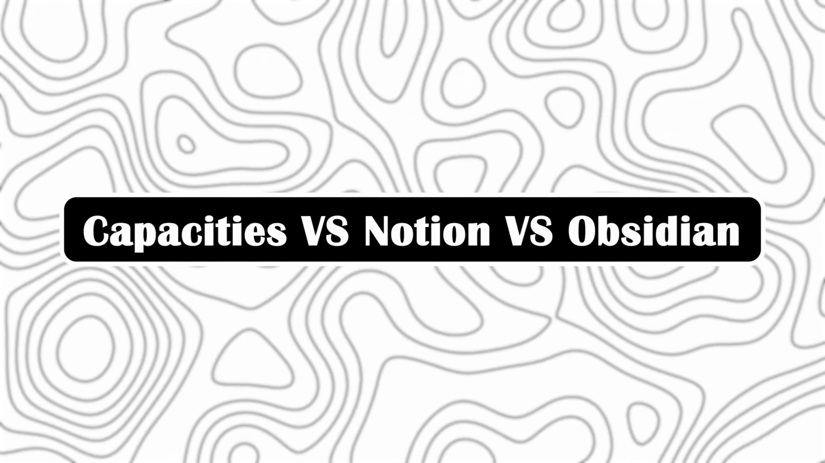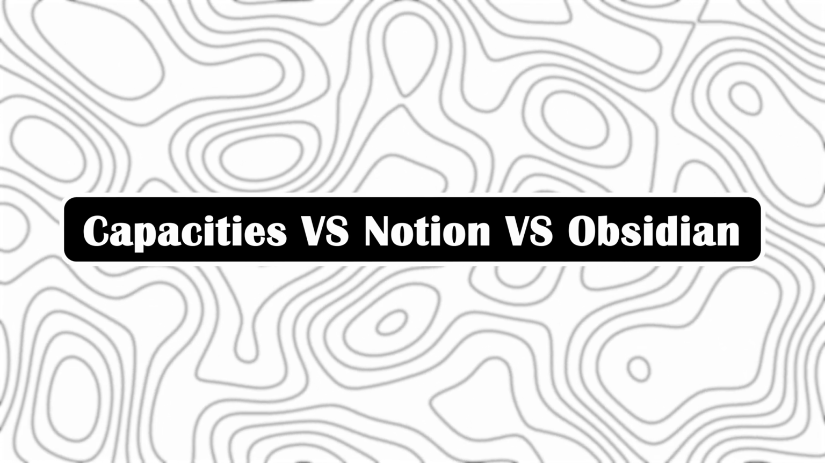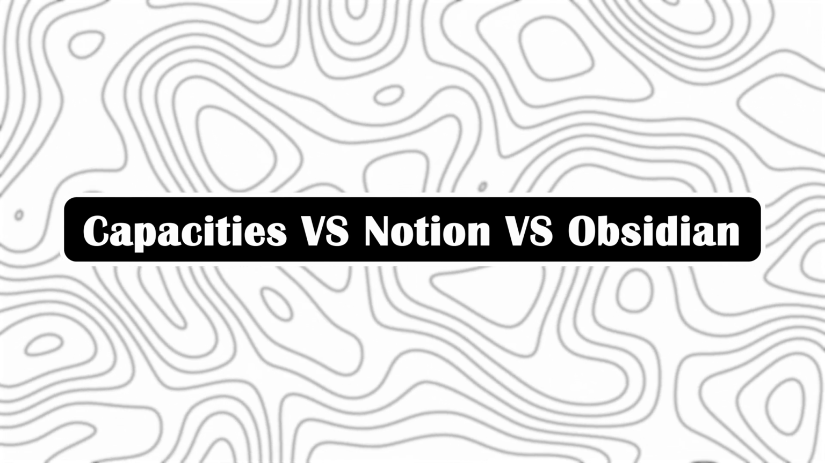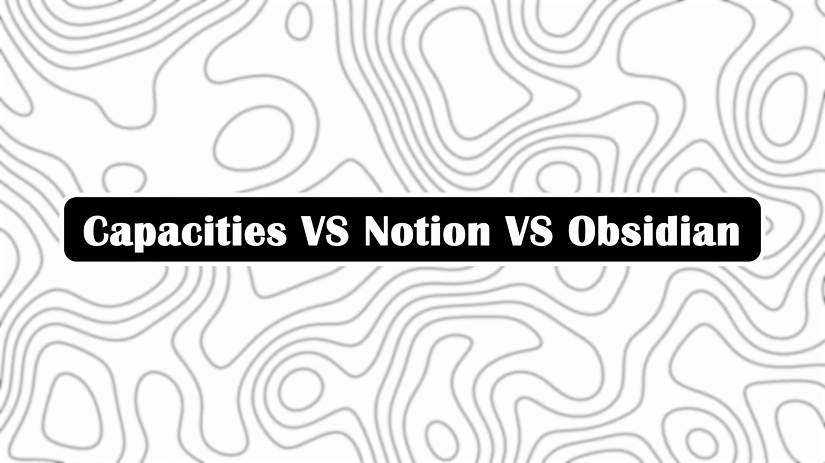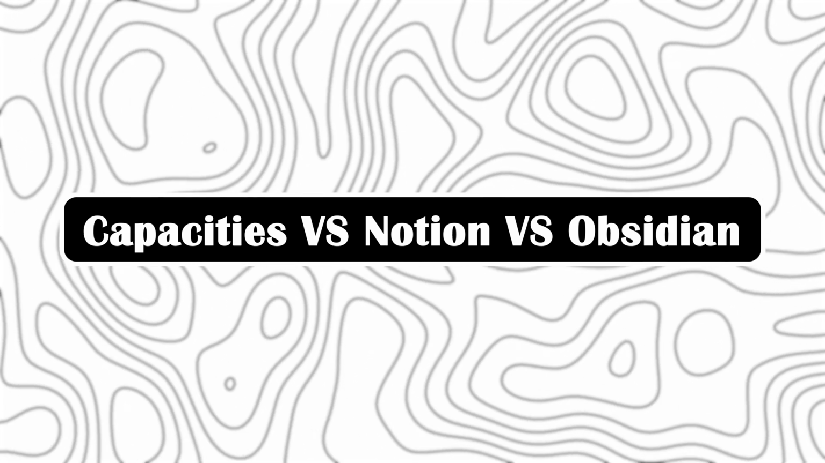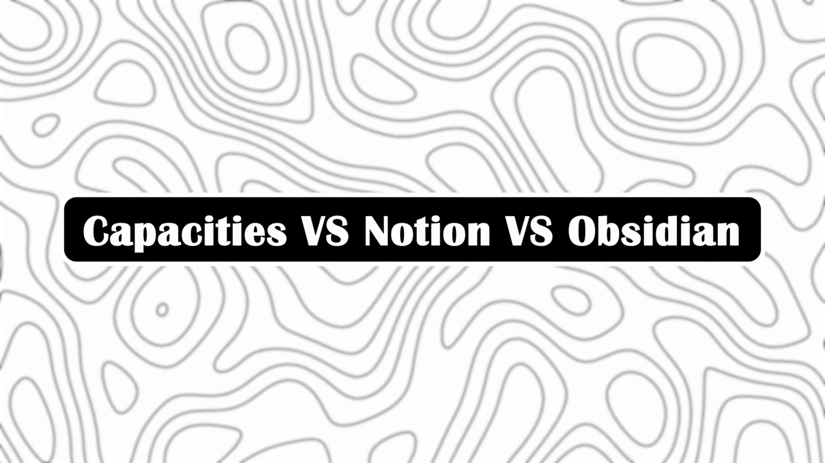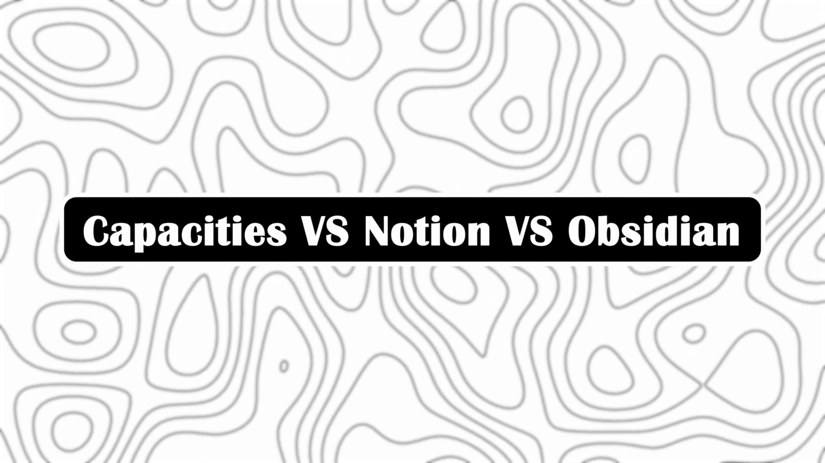In 2025, there is no shortage of powerful note-taking and productivity apps, but three stand out for different reasons: Capacities, Notion, and Obsidian. Today, we're diving deep into how they compare in ease of use, organization, features, and who each is best for. If you're looking for the perfect tool to organize your thoughts and projects, stick around.